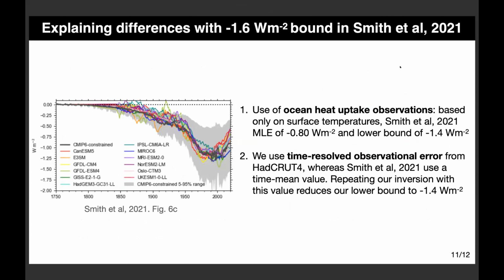The first, they use ocean heat uptake as discussed just now. But in their estimate, if they only use surface temperatures, their lower bound is instead less negative, -1.4. And we use time resolved observational error. But if we use their time mean value, we get a lower bound of -1.4, reconciling the two estimates.